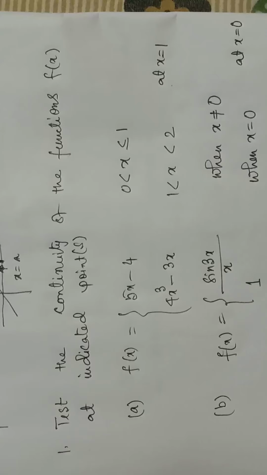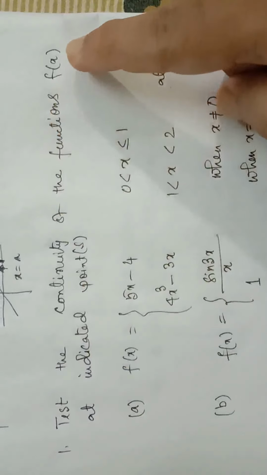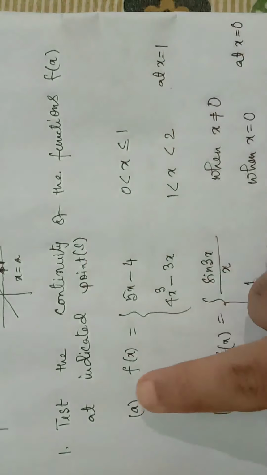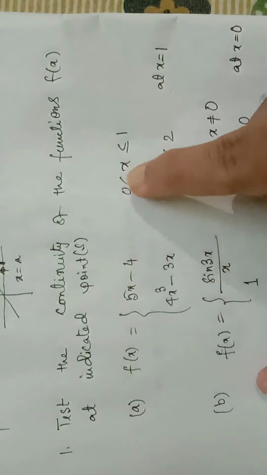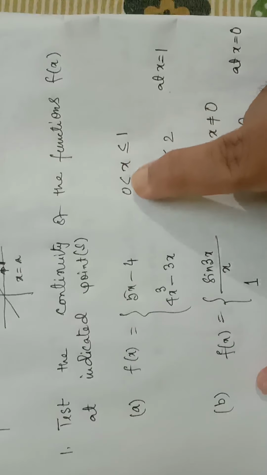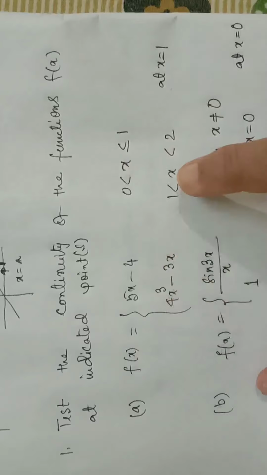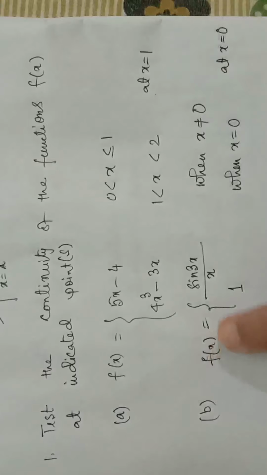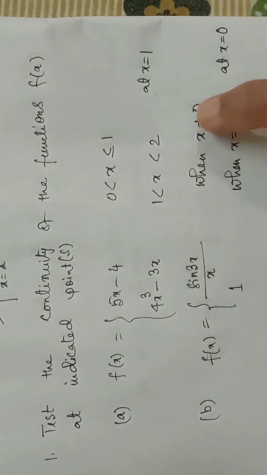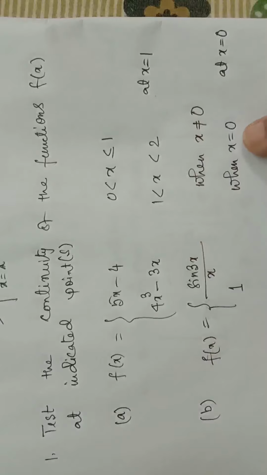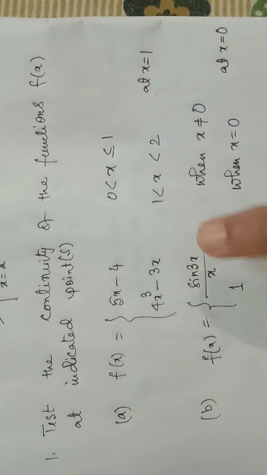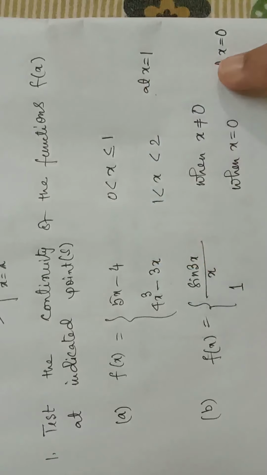Here I have taken two simple examples. Test the continuity of the function f(x) at the indicated points. I have taken two functions. The first function is f(x) equal to this when x lies between 0 and 1, x more than 0 and up to 1, and f(x) equal to this when x lies between 1 and 2, x more than 1, less than 2. The second function is f(x) equal to sin 3x by x when x is not equal to 0, and 1 when x equal to 0. We have to test the continuity of the first function at x equal to 1. We have to test the continuity of the second function at x equal to 0.